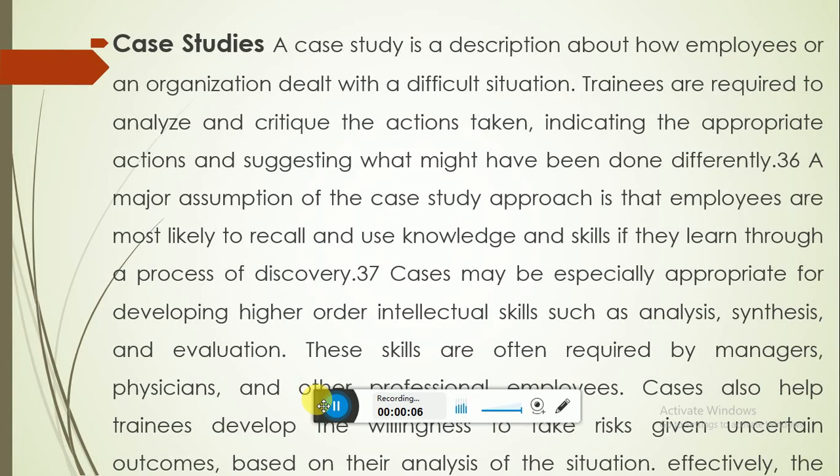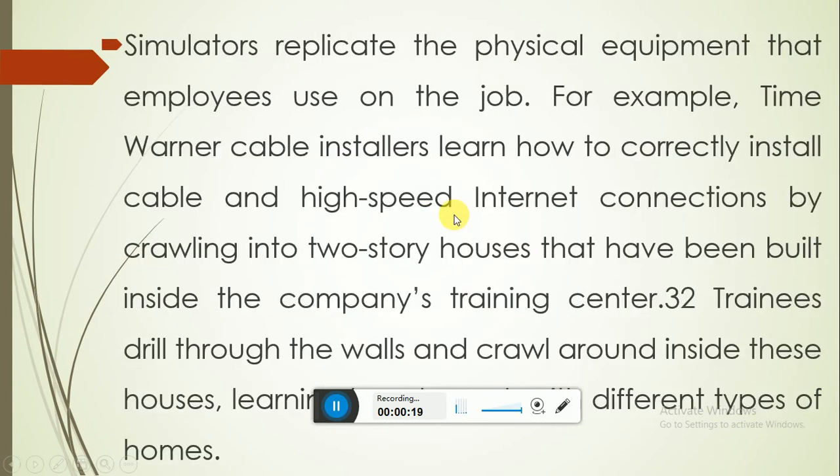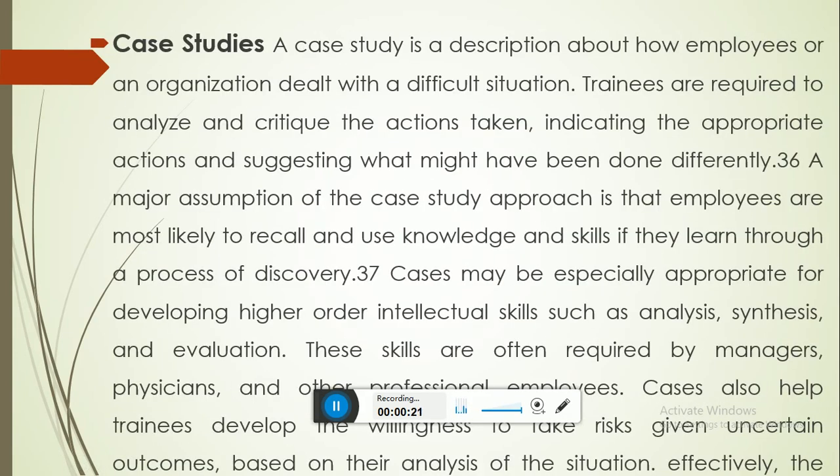In last class, we have discussed different issues. We have discussed self-directed learning. We have discussed simulation, the method of training. So in this class, we will discuss some other important topics as well. The next method for that is case study.